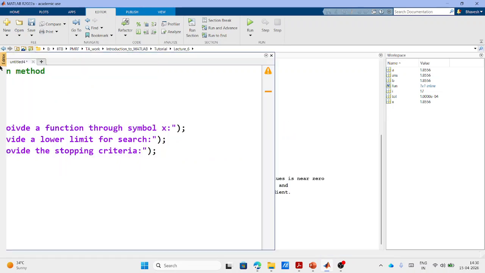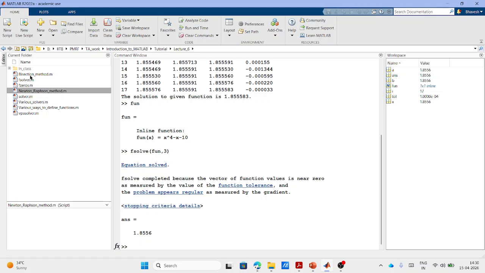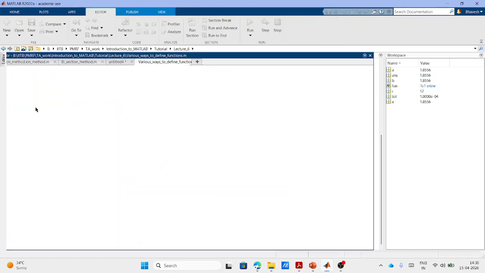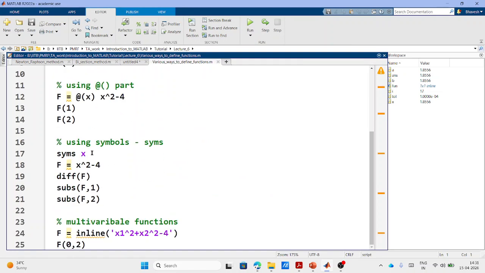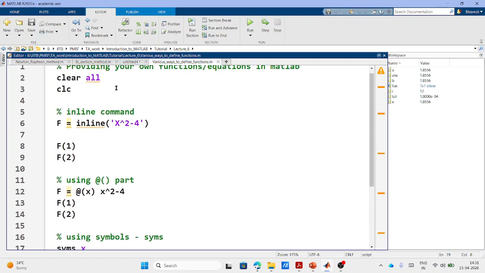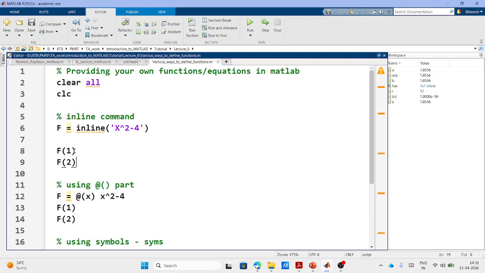Why this? Because as we learned in this part, I have various ways to define an equation, right? If I have defined the function through symbol, I can use the diff command to find its derivative also, right? If I don't use that and if I do the inline function, so this becomes a numerical part. In that case also you can find the differential, but then you have to rely on the numerical equation.